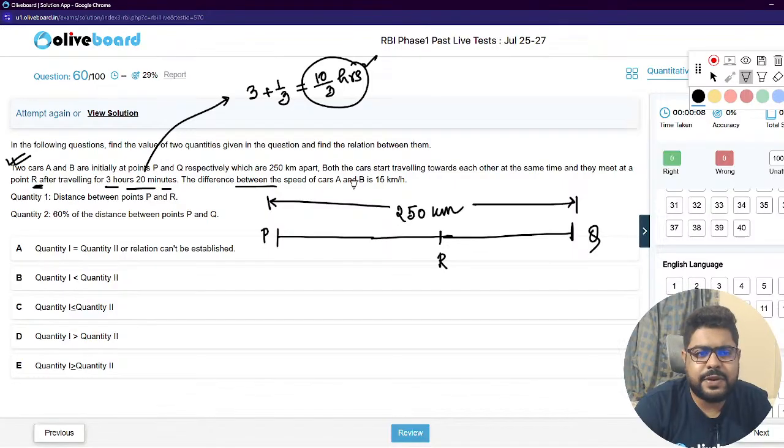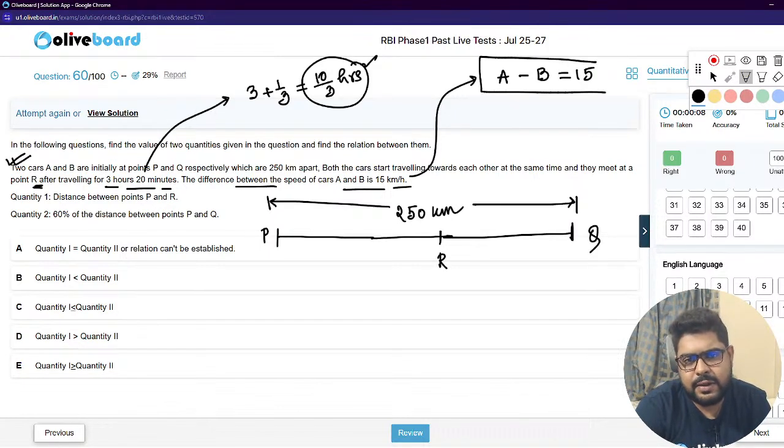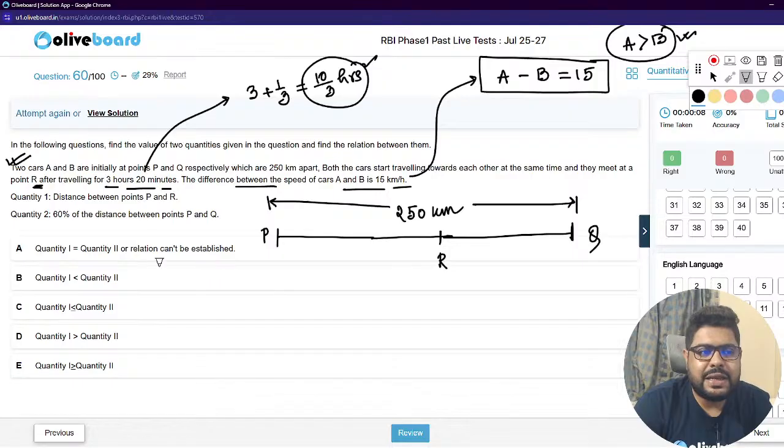Now the difference between the speeds. I'm taking the speed of car A as A and car B as B. The difference is 15, which is given. There is an assumption that the speed of A is greater than the speed of B.